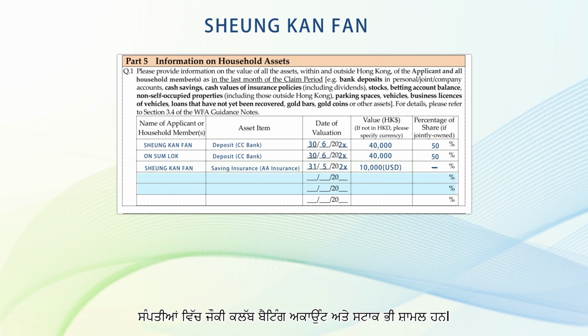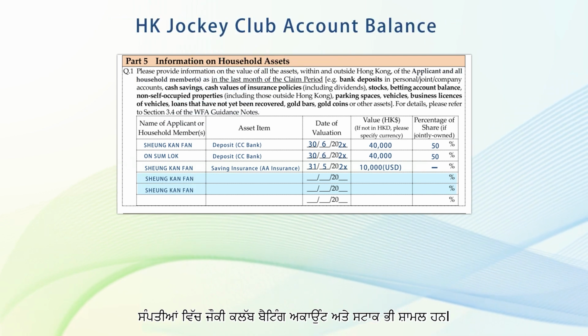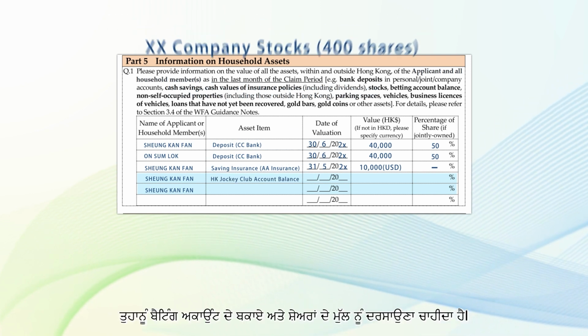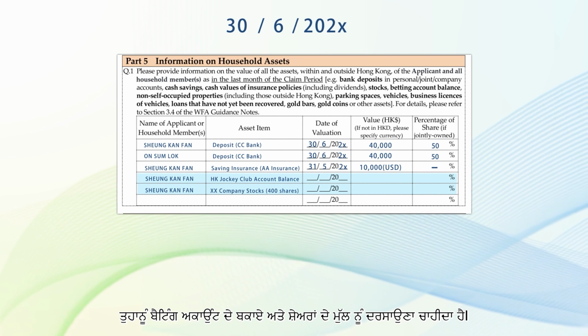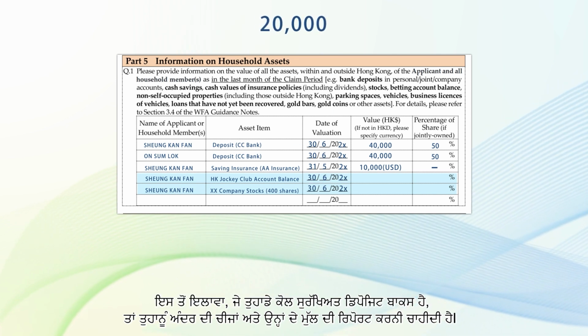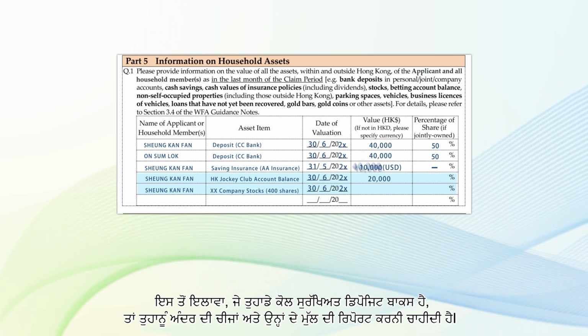Assets also include Jockey Club betting account and stocks. You should indicate the balance of the betting account and the value of the stocks. In addition, if you have a safe deposit box, you should report the items inside and their values.